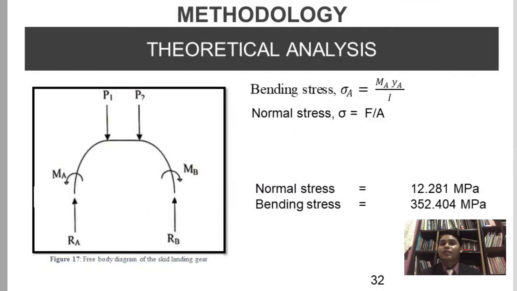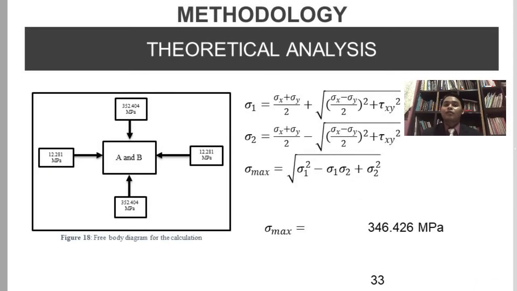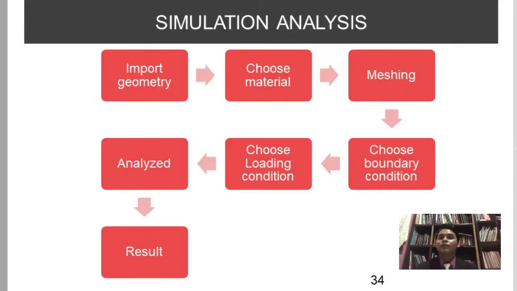Okay, the next one is the theoretical analysis. By using the bending stress formula and normal stress formula, we found that the normal stress is 12.281 MPa and the bending stress is 352.404 MPa. With those values, we can do a diagram for the calculation, and then we get the von Mises stress, which is 346.426 MPa.